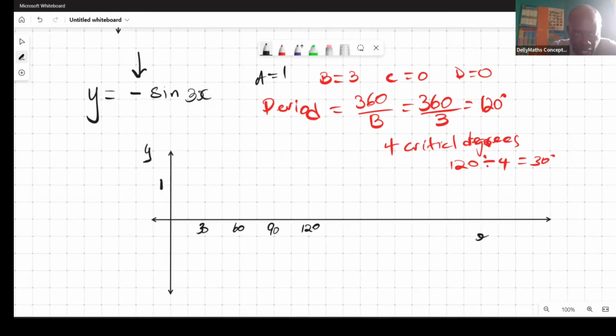And remember, this is 1. This is -1. So at my minimum, it's going to be here. And then, so basically, I'm going to start, come here at minimum, come here for crossing the x-axis. Then at 90, I'm at max. And then by the time I reach 120, I'm at 0. So let's do this. So it's going to be in this direction this time. And there it is. Because this is negative, we have to go in that direction.